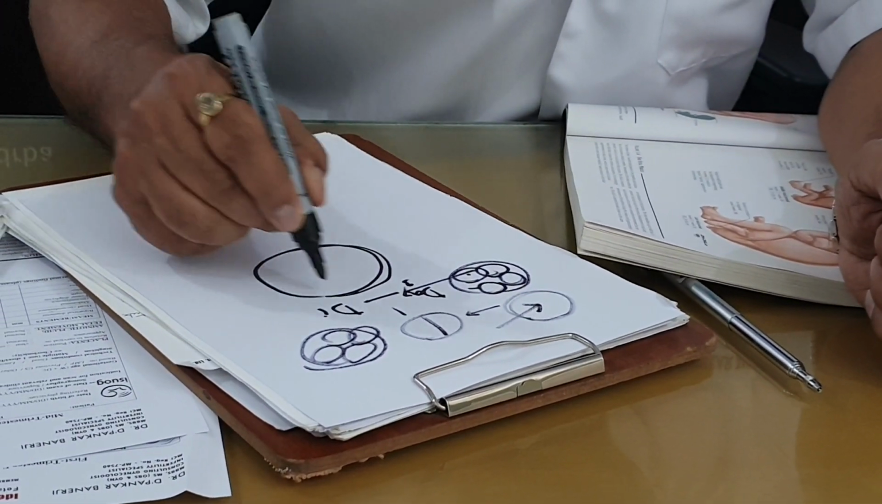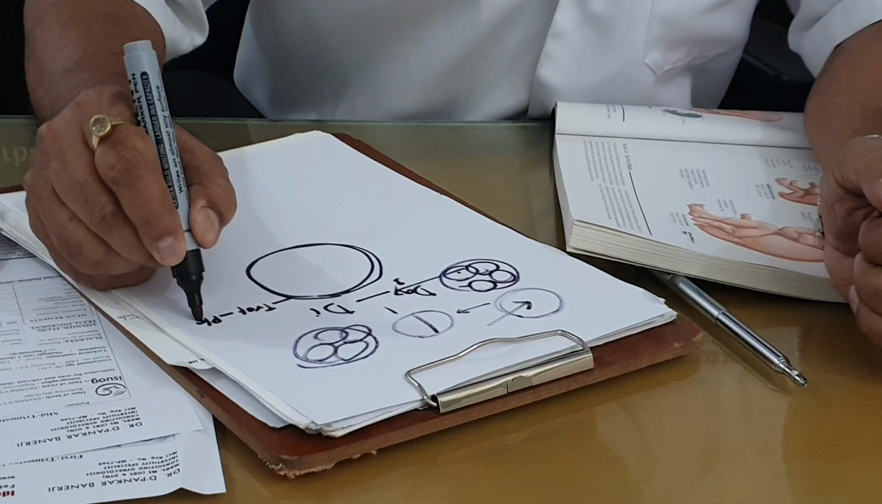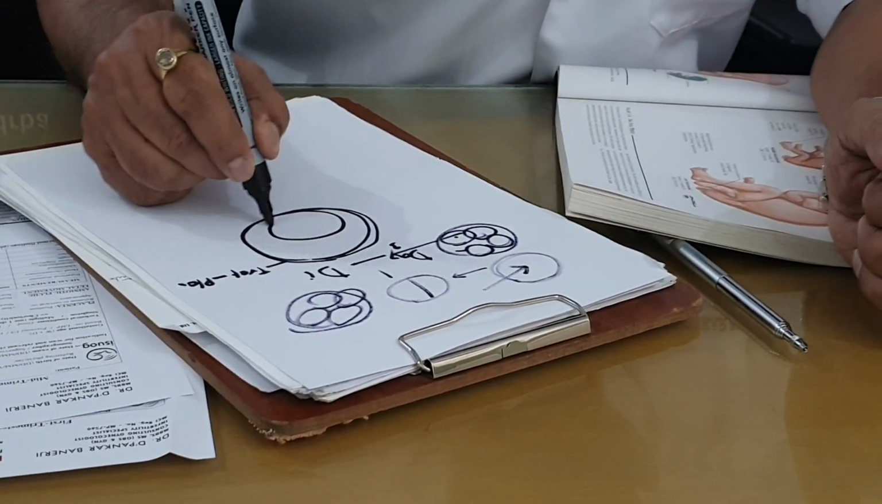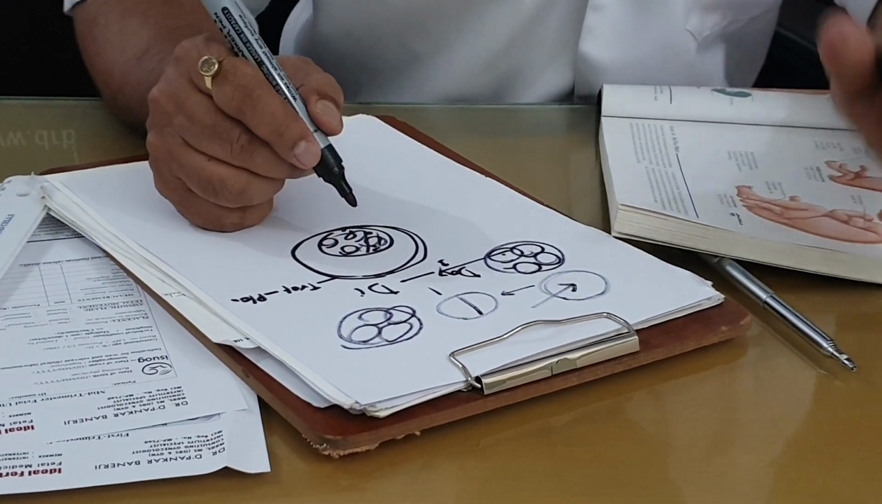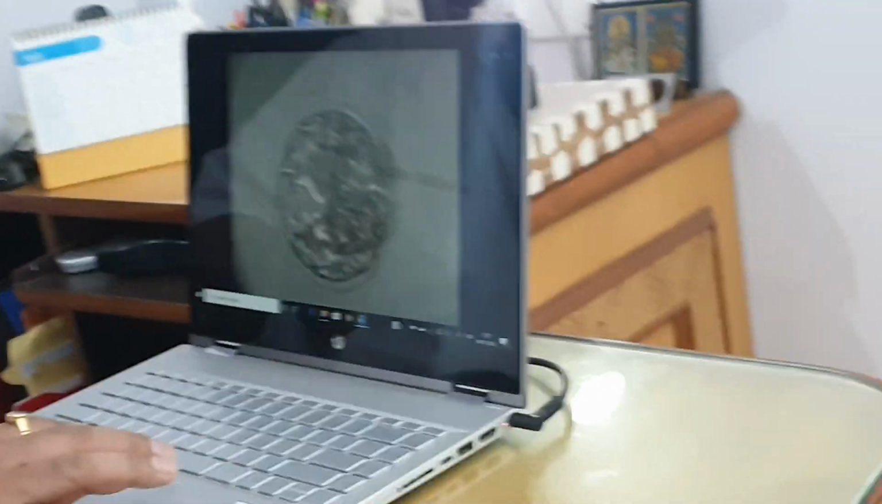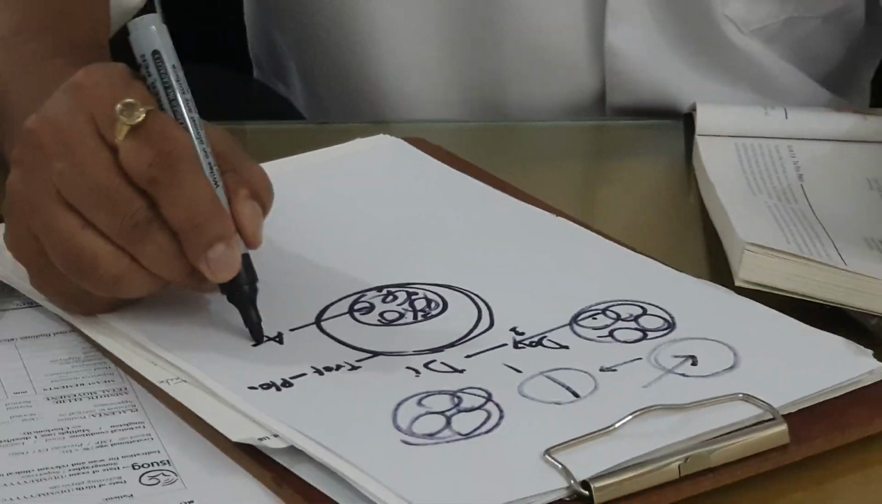This blastocyst has two types of groups of cells. One is the trophectoderm, which makes the placenta, and another is the inner cell mass, a ball of cells gathered together at one corner. You can see very well the ball of cells gathered inside into a corner. This is the inner cell mass. So this inner cell mass makes the actual baby.